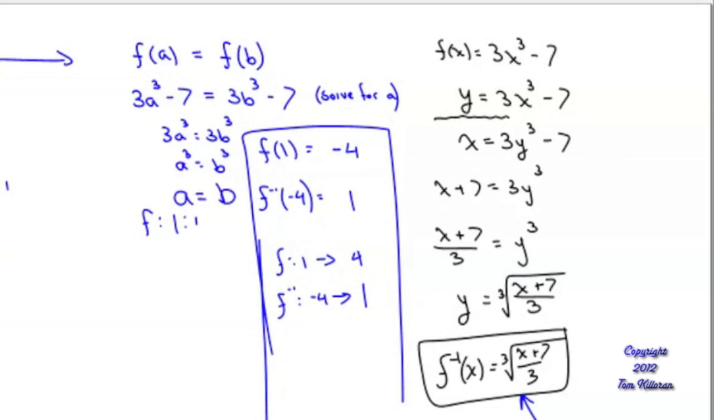So trick question of the day. What is f of f inverse of x, composed with each other, equal to? One takes you someplace, the other one brings you back. Where did I start up here with this? I started with 1. What did I end with? 1. What am I starting with here? What am I going to end with? x. It brings you back to where you started.